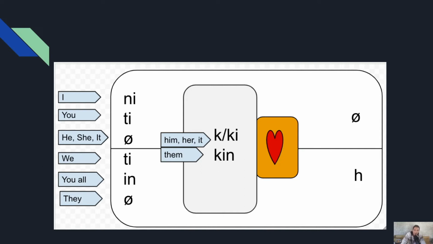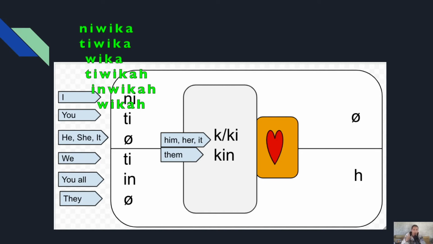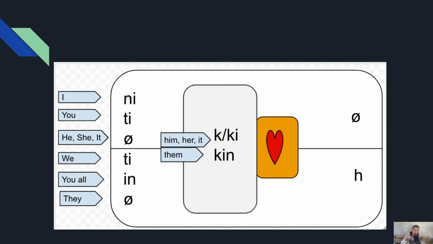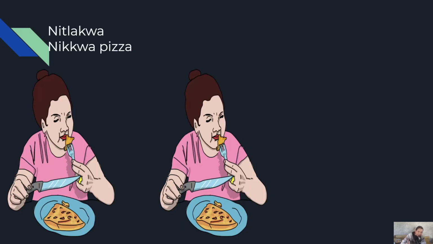Let's try an example. I would say ni wika, ti wika, wika, ti wika, in wika, and wika. Okay, we haven't memorized this pattern, all the words in this chart yet, but just so you can see what's going on. Okay, so with this action, wika, I cannot say nik wika to say I sing it. Okay, this action doesn't work like that. It can only have stuff from one column here. But for now, let's just see how it applies to some of the words we've learned already.